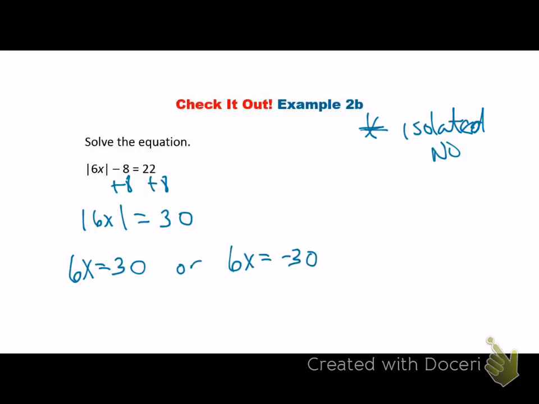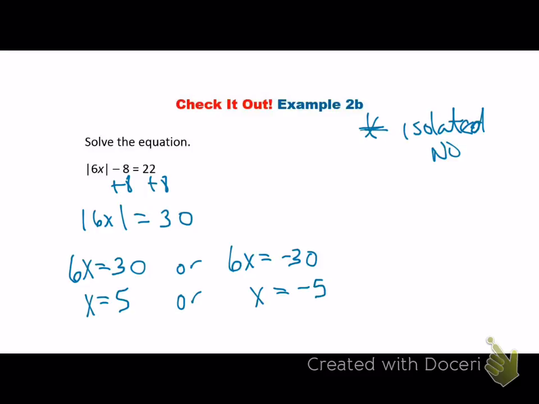Wait, what if you try to solve it the other way that you just showed us? You couldn't, right? Which other way was that? The one that you just did, like you set up 6x minus 8 equals negative 22. No, you couldn't do it like that. Okay, so let's solve our first one. 6x equal to 30, x would be what? 5. Or 6x equal to negative 30, x would be negative 5.